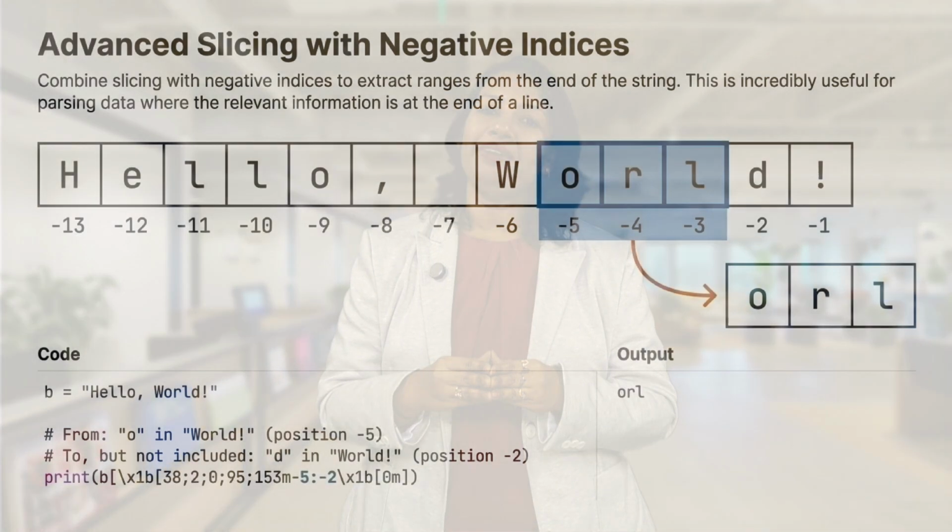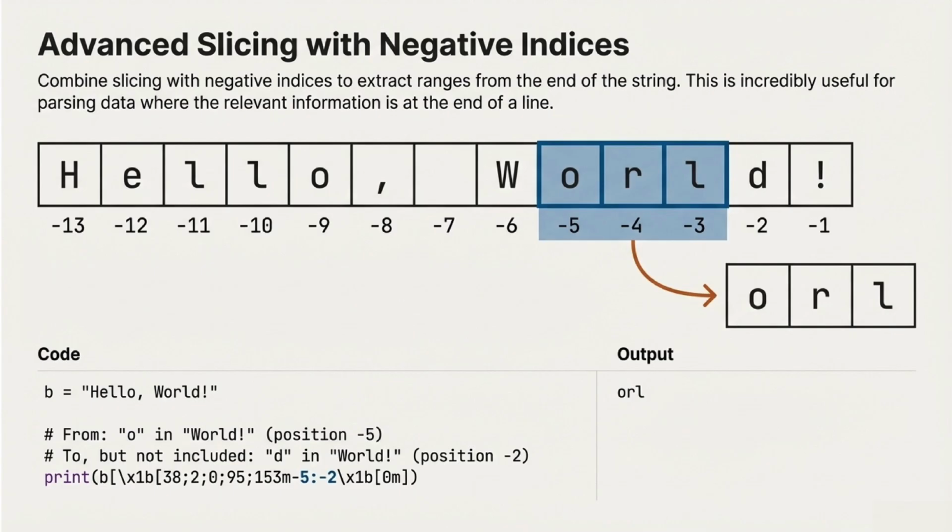Python allows us to perform advanced slicing using negative indices, which is especially powerful when the information we need appears near the end of a string. Negative indices count backward, starting with -1 for the last character, -2 for the second last, and so on. In this example, we work with the string hello world. By slicing from -5 to -2, Python starts at the letter o in world and stops just before the letter d, resulting in the substring orl.